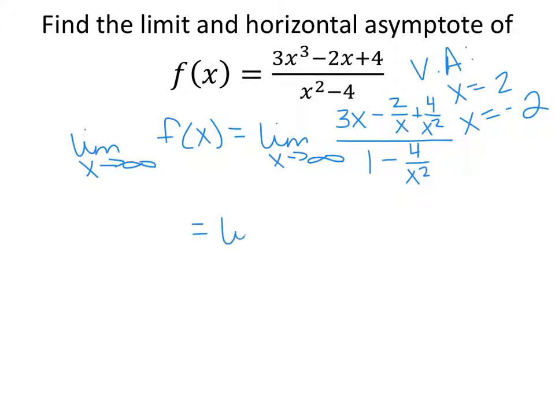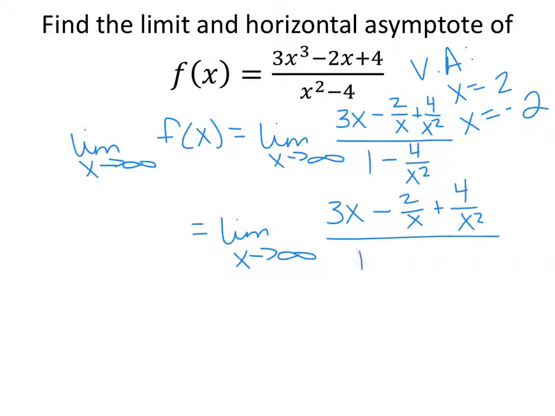So here my limit as x approaches infinity of 3x minus 2 over x plus 4 over x squared, all over 1 minus 4 over x squared. I'm just rewriting it so we can see it a little bit better. So as I plug in infinity, the limit as x approaches infinity of 3x is infinity.